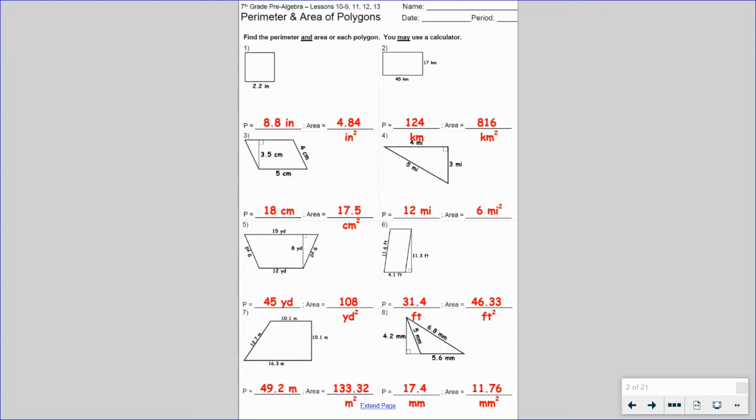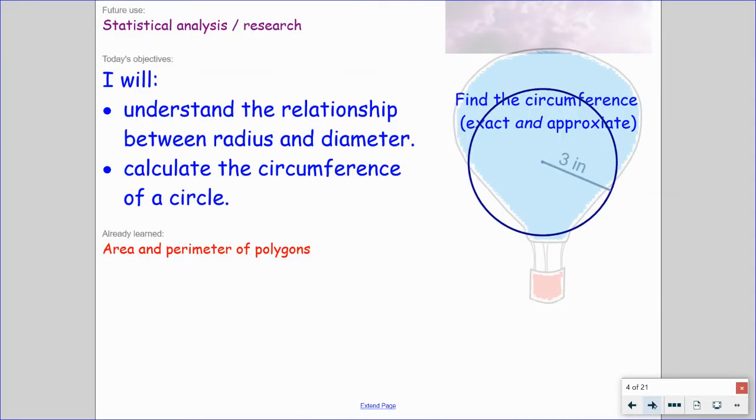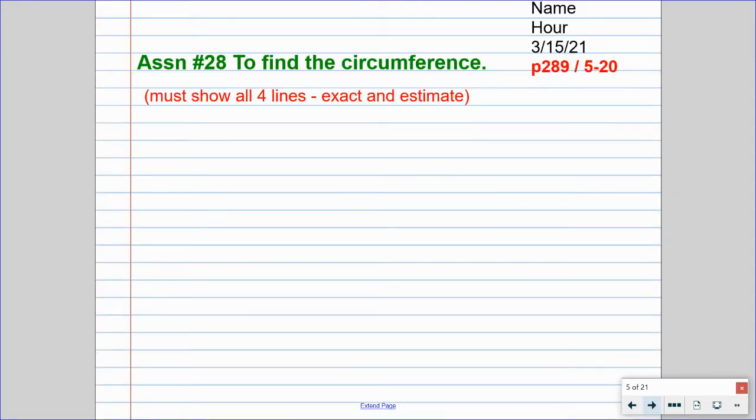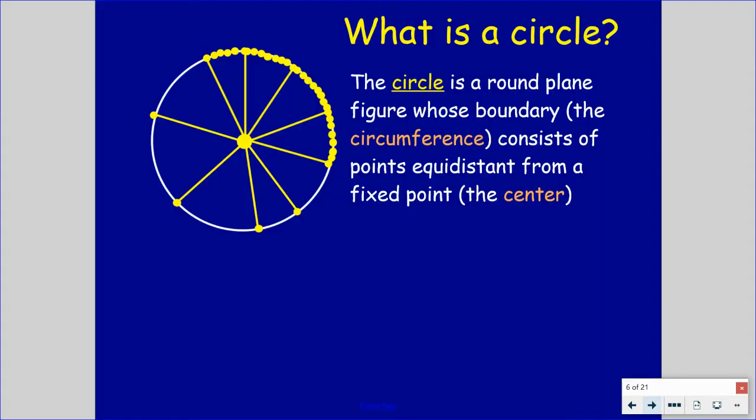Notice that all perimeters are one-dimensional. It's like lining a ruler up and measuring around the outside, so that's why you get inches or centimeters or yards for perimeter. Notice all areas are two-dimensional. How many square inches of wrapping paper will cover these gifts? Onward we go back to circumference. If you'd like, pause, and come on back when you're ready. I will explain what "show all four lines" means, with the exact and the estimate, coming up.